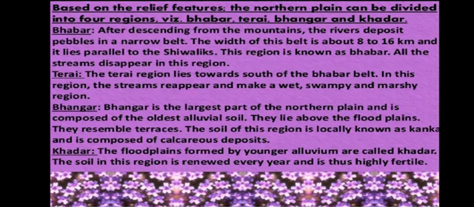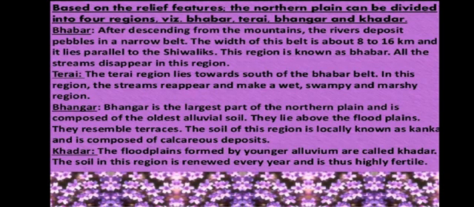What we studied about Bhabar? We studied that after descending from the mountains, the rivers deposit pebbles, small stones, in a narrow belt. The width of this belt is about 8 to 16 kilometers, and it lies parallel to the Shivaliks. This region is known as Bhabar. All the streams disappear in this region. Next is Tarai. I told you that Gorakhpur is in Tarai region. It lies towards south of the Bhabar belt. In this region, the streams reappear and make a wet, swampy and marshy region.